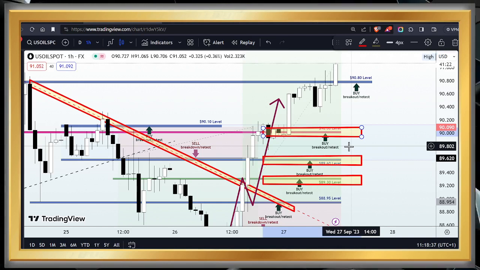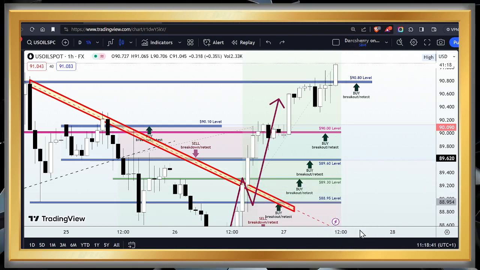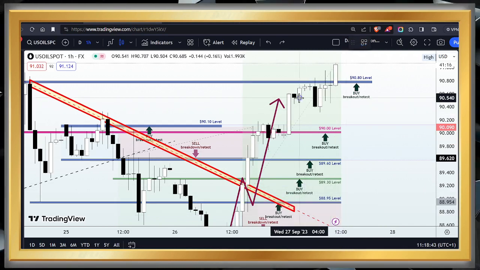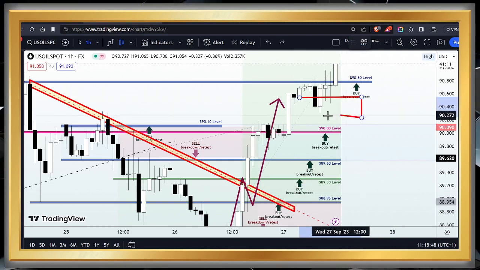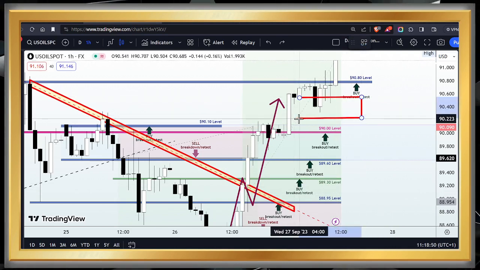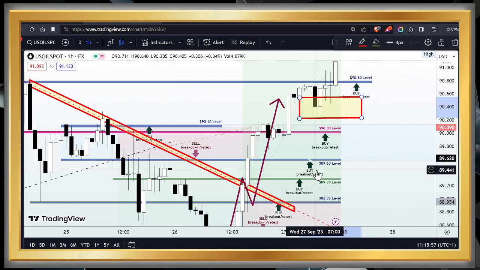And from the look of things at this juncture, I will be suggesting that anywhere around the $90.40 level, of course, you know that we want to be giving enough room for price action to breathe. So anywhere around the $90.50 level and the $90.20 area seems most appropriate to place all stop losses on all of our buy positions at this point in time, while we wait to see how the market will be reacting to the levels above.